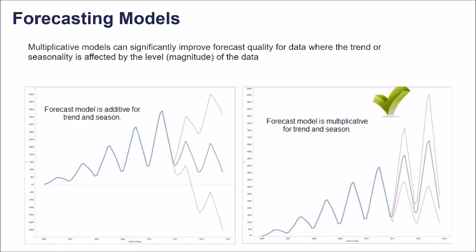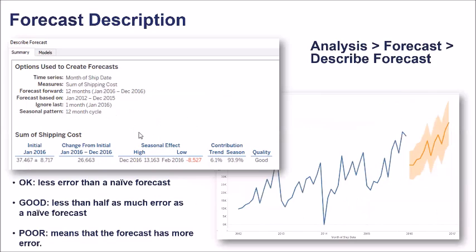So forecast models can be additive or multiplicative or seasonal. And you can change those parameters to see which one produces the best results for what you're looking for. So just like with trending, you can do a description of the forecasting, and it will tell you the details about how it determined that.